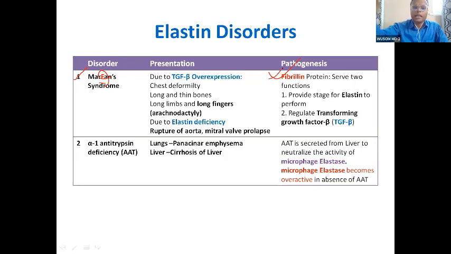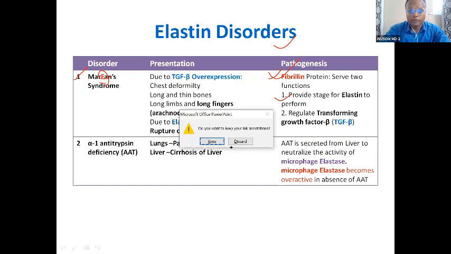So fibrillin protein is absent, but I am telling you this is under the elastin defect. So what happens in fibrillin? What is the pathogenesis? One function of fibrillin is that it provides a stage for elastin. The second function of fibrillin is that it regulates transforming growth factor.